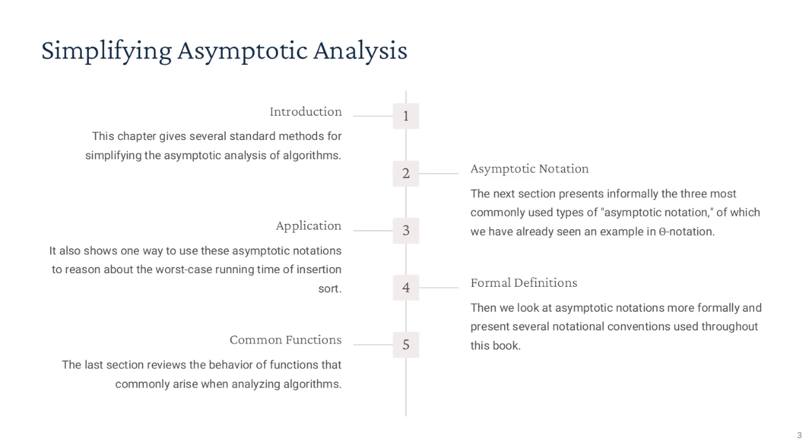The chapter also explores the formal definitions of these notations to ensure accuracy and consistency in their use. Additionally, it reviews common functions like polynomials, logarithms, and exponentials, which frequently appear in algorithm analysis. By understanding these tools, we can systematically evaluate scalability and efficiency, making informed choices about algorithm design.